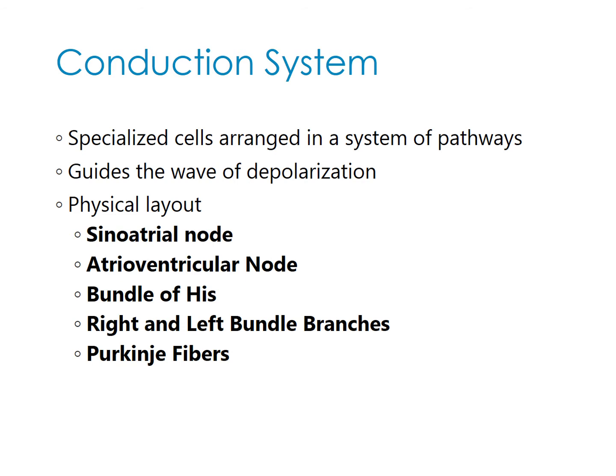There is the physical layout of the conduction system. So you've got your sinoatrial node, which is your SA node, your atrioventricular node, or the AV node, your bundle of His, which is also referred to as the AV junction. Then you have right and left bundle branches, and Purkinje fibers.